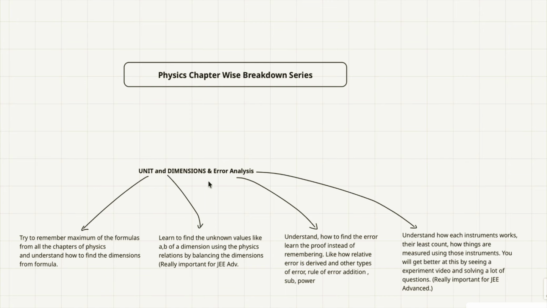So let's start with unit and dimensions and error analysis. What I will try to do is divide this chapter into 4 to 5 different components. If you cover each specific component and combine them, your whole chapter will be covered from the exam point of view, and this is mainly for JEE Mains and Advanced, and of course NEET students can also follow.